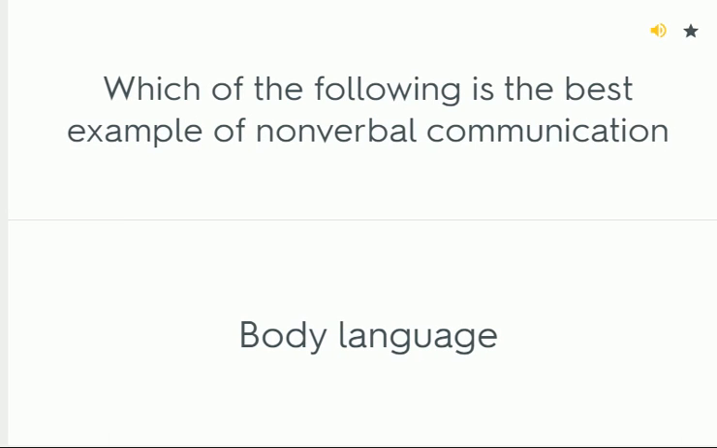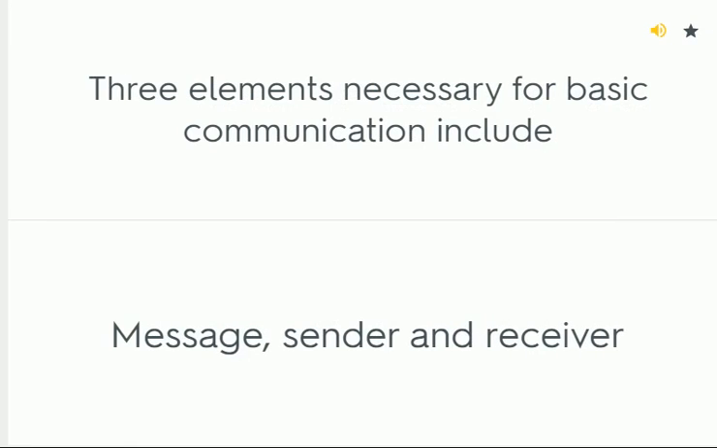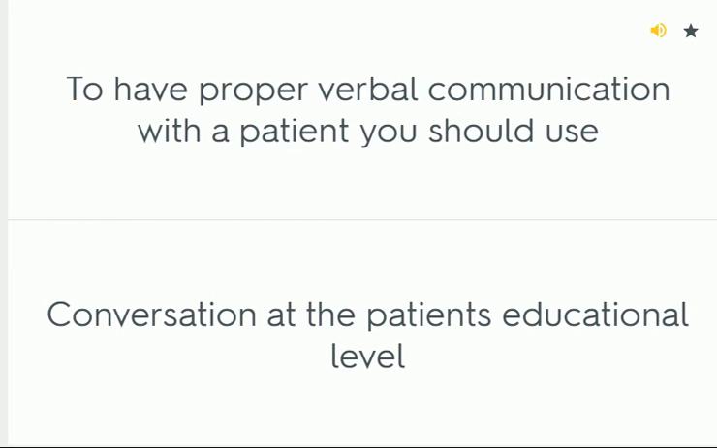Which of the following is the best example of nonverbal communication? Body language. When a person generalizes the behavior or characteristics of all members of a particular culture, race, or religion, it is referred to as stereotyping. Three elements necessary for basic communication include message, sender, and receiver. To have proper verbal communication with a patient, you should use conversation at the patient's educational level.